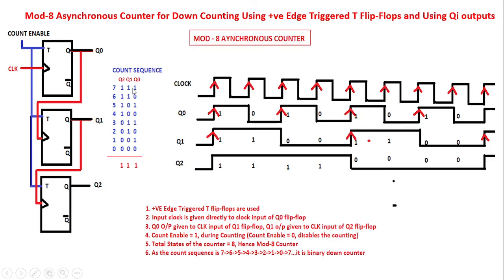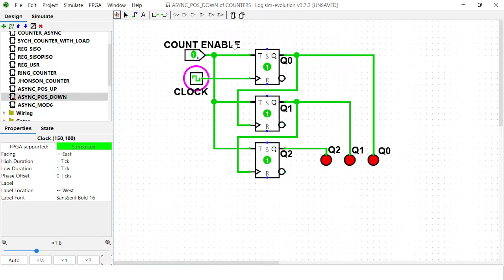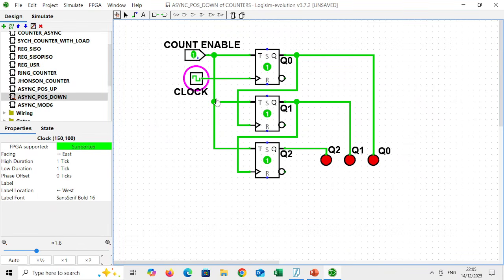That is documented here as a table. This is the counting sequence. So 8 states are there. It's called a mod 8 counter. Now, this is a down counter. Let's say I want to design an up counter. What is the change required? Let's observe the working of that up counter now.